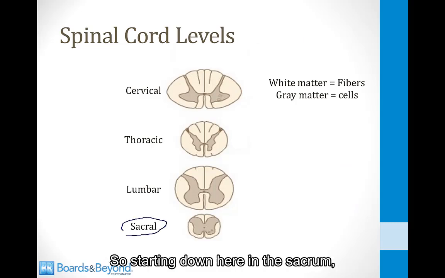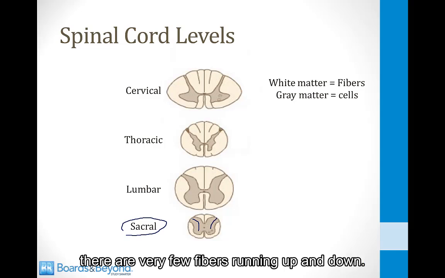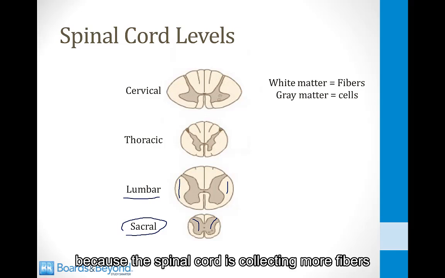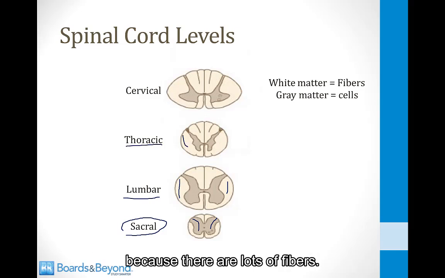Starting down here in the sacrum, you see mostly gray matter because in the sacrum there are very few fibers running up and down. As you climb into the lumbar region, you start to see more white matter because the spinal cord is collecting more fibers running up and down. In the thoracic region, you see lots of white matter because there are lots of fibers.